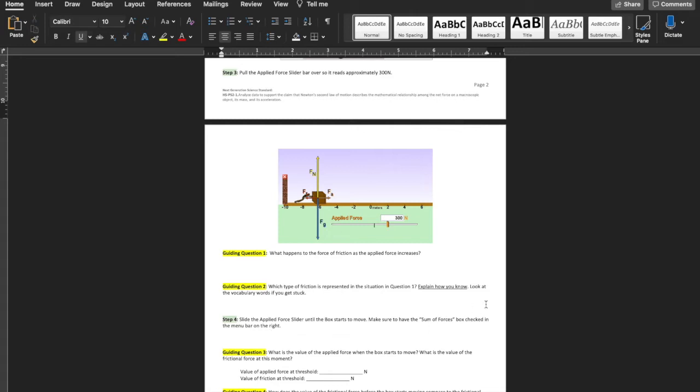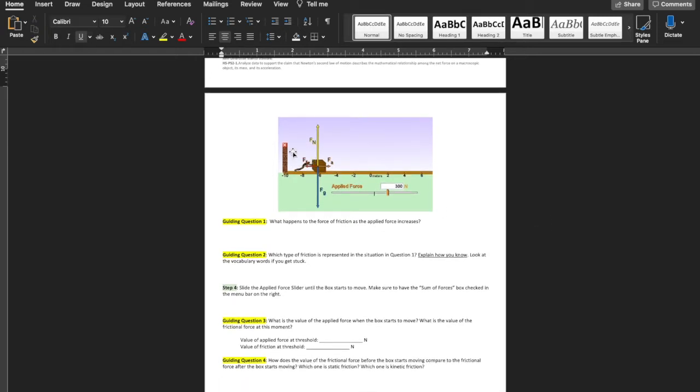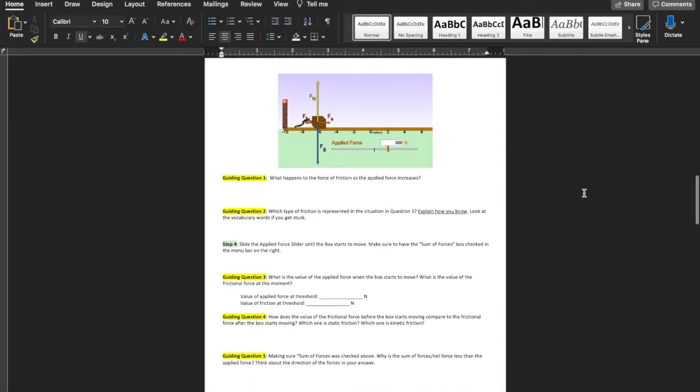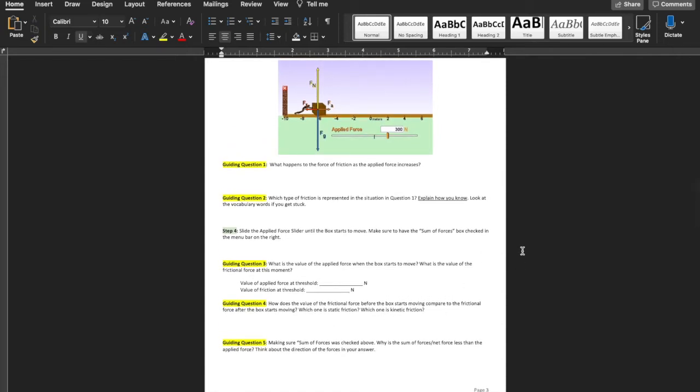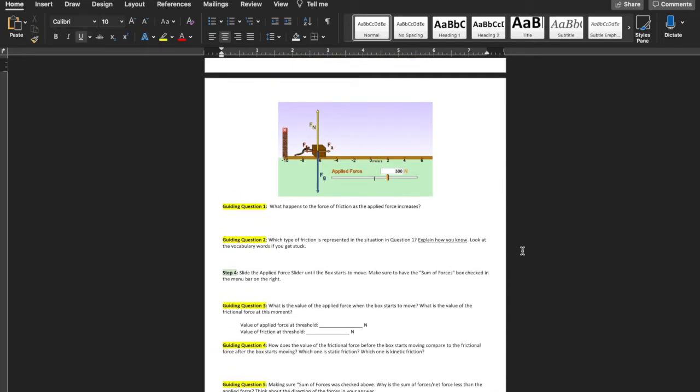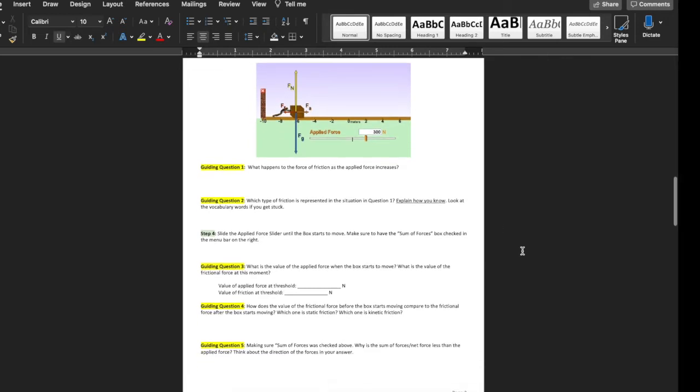And then before we do that, though, let's look at the guiding questions. What happens to the force of friction as the applied force increases? So the force of friction is represented by this FF right here, force of friction, and then FA is applied force, okay? And so when we move the slider bar, we're going to increase the applied force, and we'll see a couple of different things, but just pay attention to this arrow, FF, as we adjust the slider bar. And we're going to see what happens. Okay, and then question 2, what type of friction is represented in the situation in question 1? Explain how you know. Look at the vocabulary words if you get stuck.